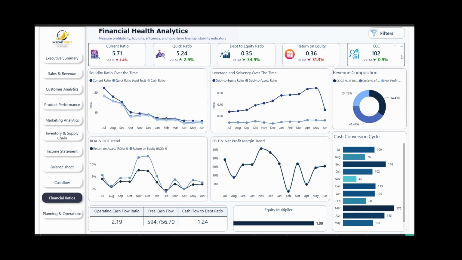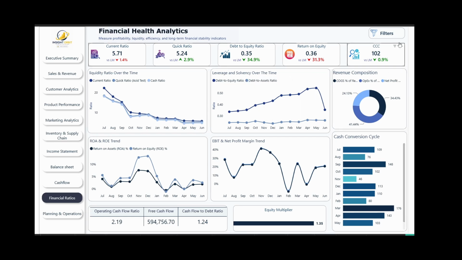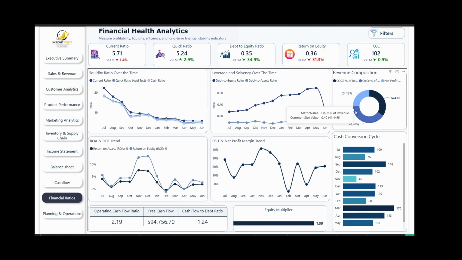And this is the liquidity ratio over time: the current ratio, quick ratio, and the cash ratio. And these are the leverage and solvency over time: debt to equity ratio and debt to asset ratio. And this is the revenue composition: COGS, OPEX percent, and net profit contribution. And this is the return on asset and the return on equity trend. Over time, it shows the monthly EBIT, earnings before interest and tax, and the net profit margin trends. And this is the cash conversion cycle.